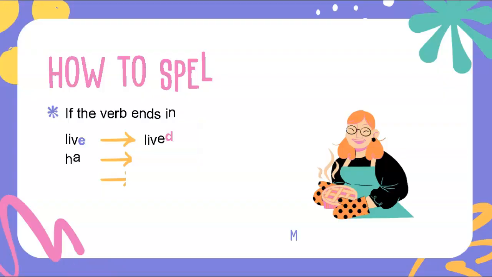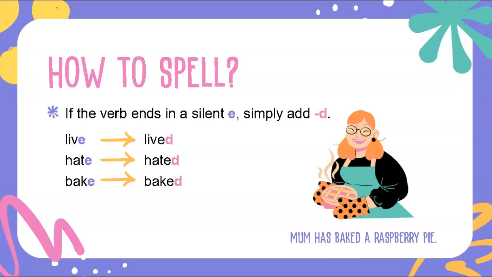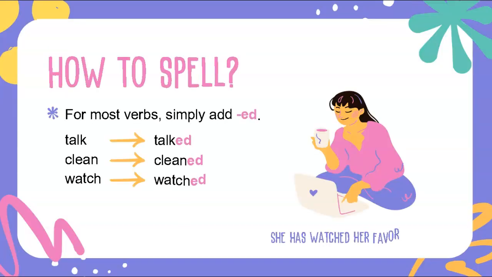As we mentioned earlier, for the regular verbs, if the verb ends in a silent e, we simply add d. For example, live becomes lived, hate becomes hated, and bake becomes baked. For example, we say Mom has baked a raspberry pie. And what about how to add ed? If your verb is talk, clean, or watch, you just add ed. For example, you say she has watched her favorite show.